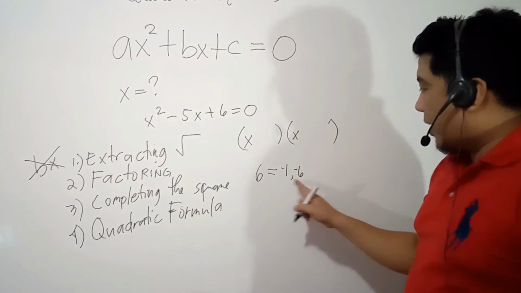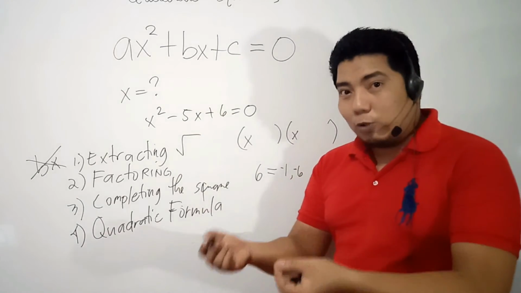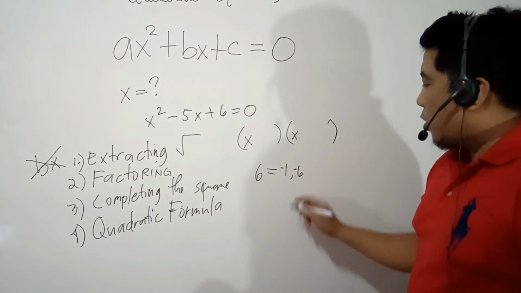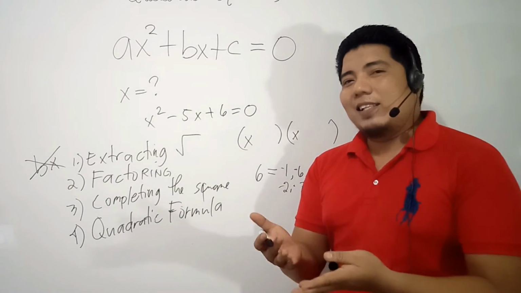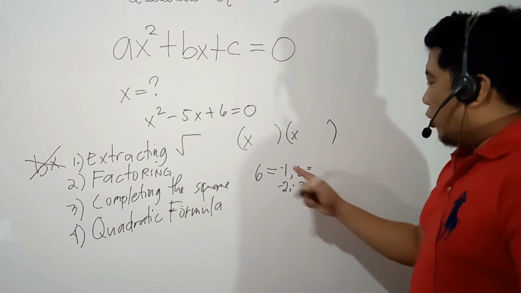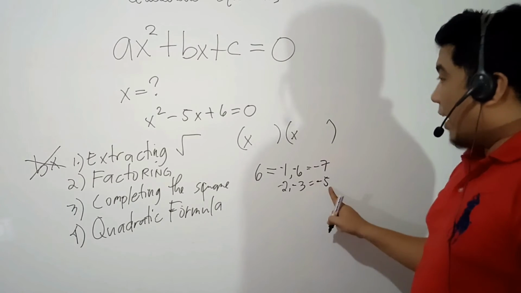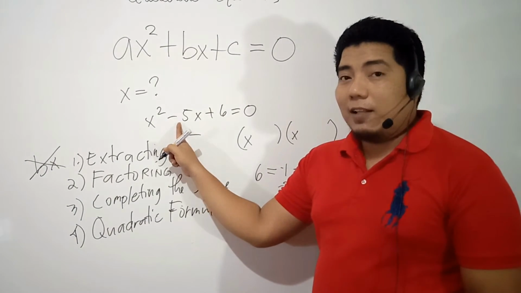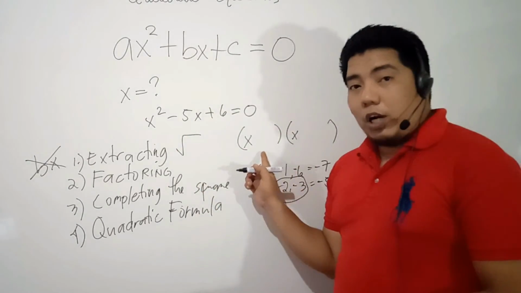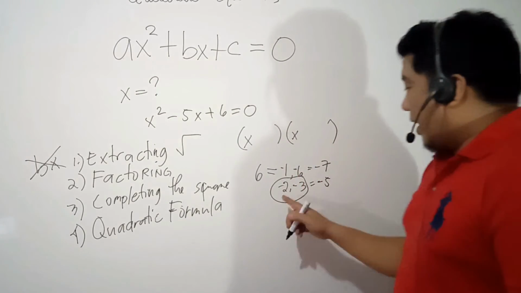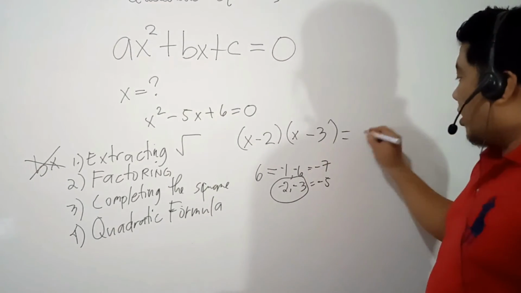So, negative 1 times negative 6 is positive 6, but if we add them, it would result in negative 7. Next, we have negative 2 and negative 3. Is there any more factors? I guess none. If we add them, this will become negative 5. Now, negative 5 here is the same as our middle term, negative 5x. So we will use this pair as our factors: negative 2 and negative 3. So (x minus 2)(x minus 3) is equal to 0.